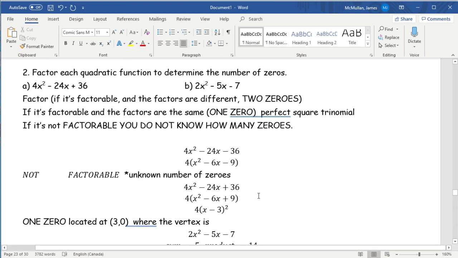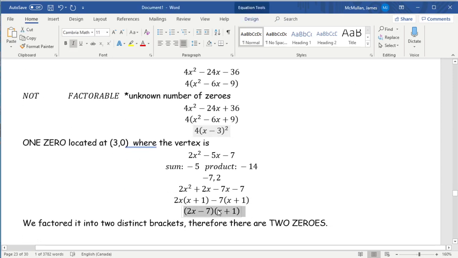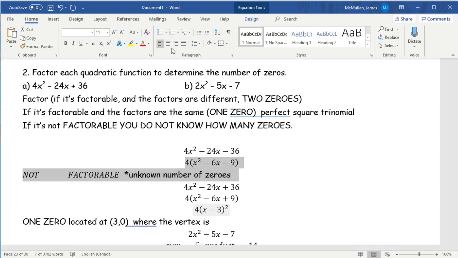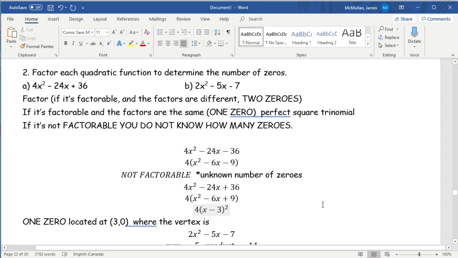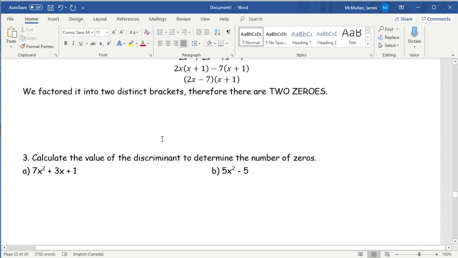So let's recall. If you factor and find the same thing, there's 1 zero. If you factor and find 2 different brackets, there are 2 zeros. If you cannot factor, you do not know the answer. It's an unknown number of zeros. So you don't write there's none, just say it's an unknown number or use a different technique. What we're going to do now is figure out how to use a different technique.